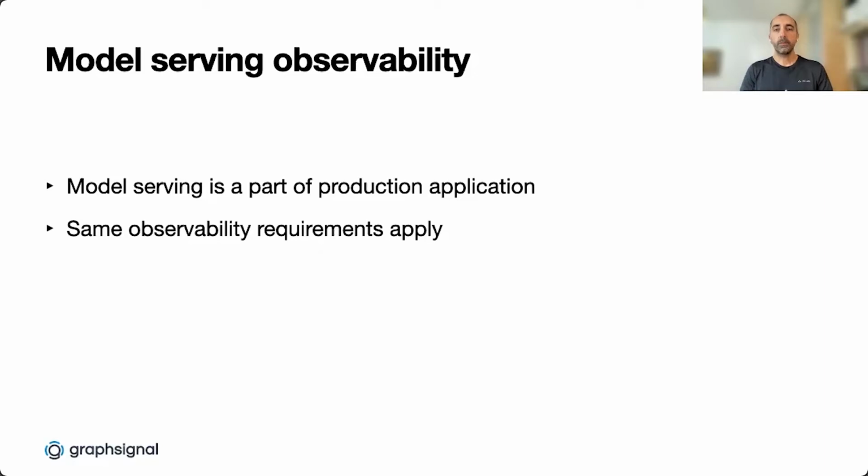So the model receives input data from other parts of the application, for example, from a microservice, third-party API, or a user input. Also, other parts of the application can rely on model output. Due to this bidirectional service and data dependency, model serving needs to be a part of an overall application observability strategy.